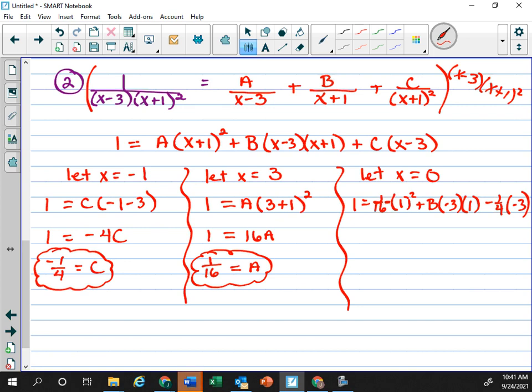Okay, so let's simplify that a little bit. 1 equals, well, 1/16 times 1, that's still 1/16. And then this would be minus 3b plus 3/4.